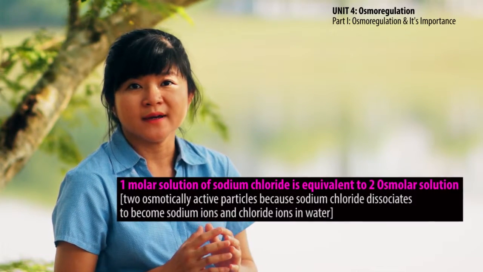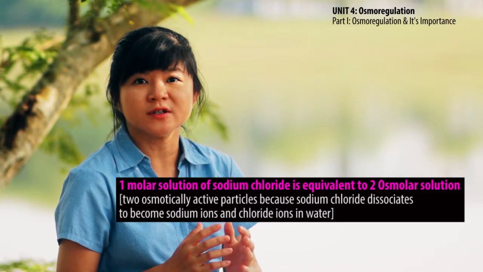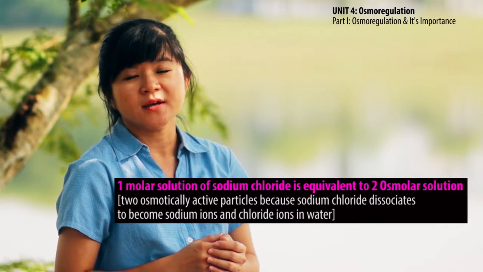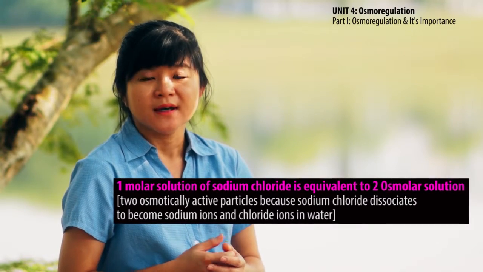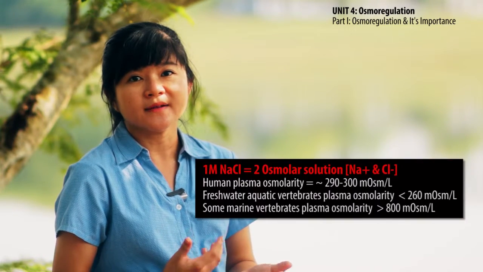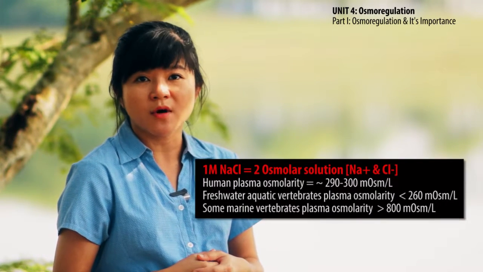For example, a 1 molar solution of sodium chloride is equivalent to a 2 osmolar solution, or 2 osmotically active particles, because sodium chloride dissociates to become sodium ions and chloride ions in water. Normal human blood plasma osmolarity is approximately 290 to 300 milliosmoles per liter.